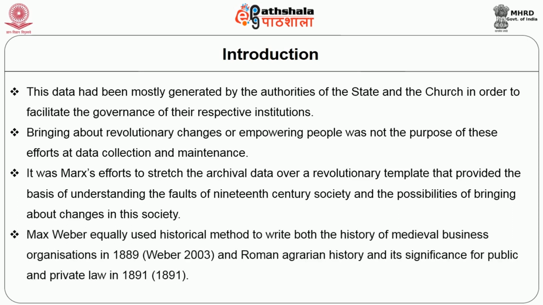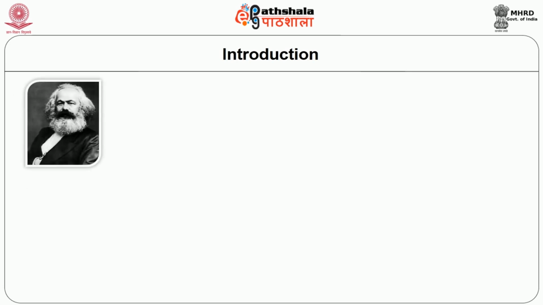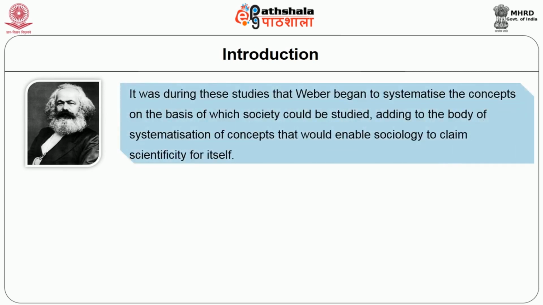Max Weber equally used historical method to write both a history of medieval business organizations in 1889 and Roman agrarian history and its significance for public and private law in 1891. This, one could say, was Weber before Weberian sociology came into being. It was during these studies that Weber began to systematize the concepts on the basis of which society could be studied, adding to the body of systematization of concepts that would enable sociology to claim scientificity for itself.